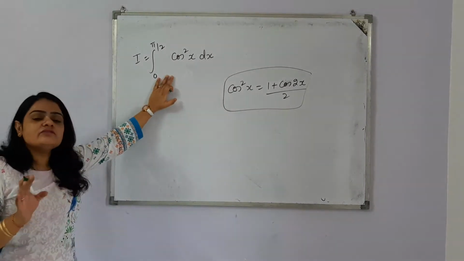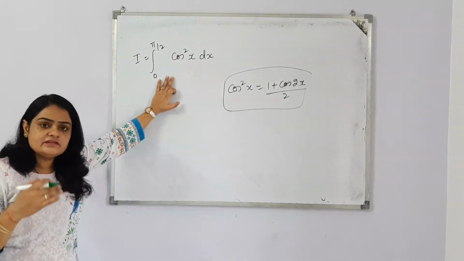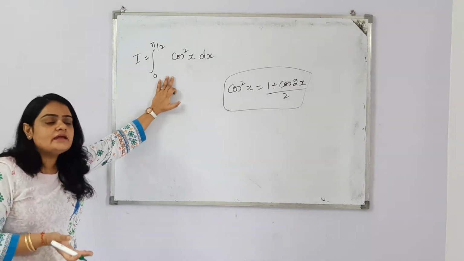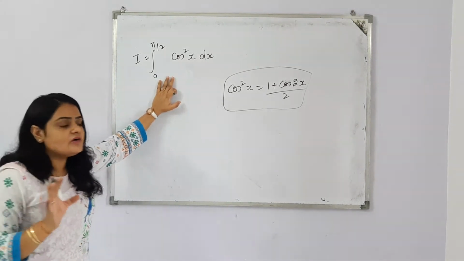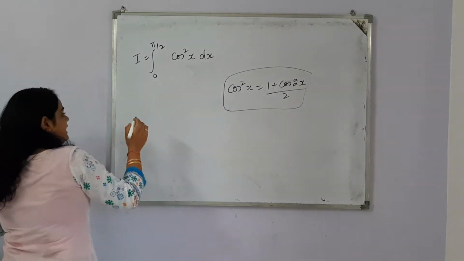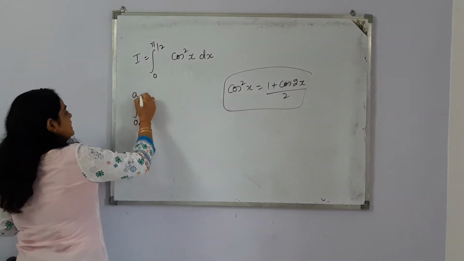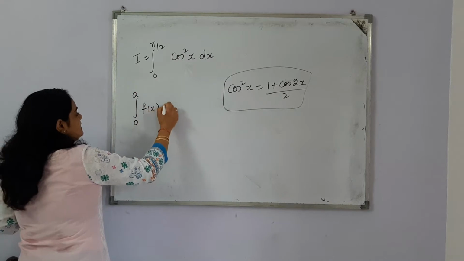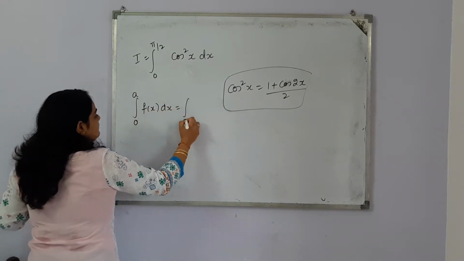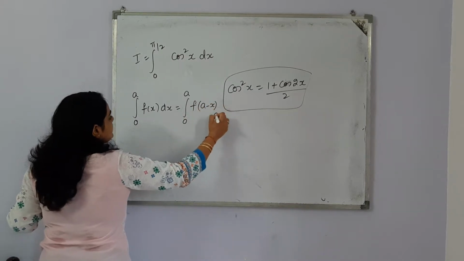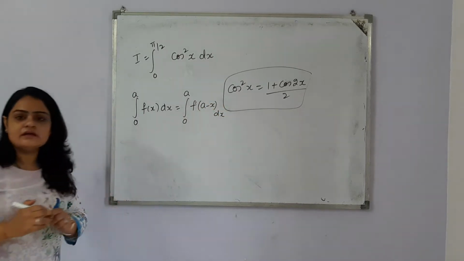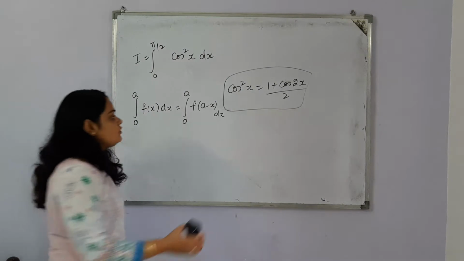So this is one way, where you just solve it directly. But if you want to apply the property, then how does this property work? If 0 to a are the limits of the function, then the limits will remain the same, and in place of x, we are going to write a minus x. This is the property that we are going to apply.